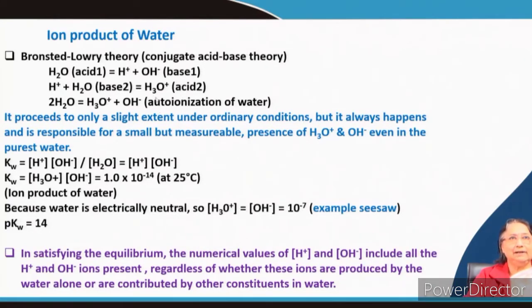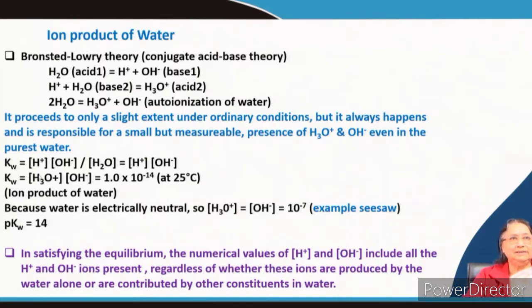Now, combining these two, we can write this equation, which is nothing but the auto ionization of water. This ionization proceeds to a slight extent under ordinary conditions, but it always happens. This is very, very important to remember. It always happens, and it is responsible for a small but measurable presence of hydronium ion and hydroxide ion. Even in the purest form of water, we will see that it is slightly dissociated and it forms the H3O plus ion and OH minus ion.